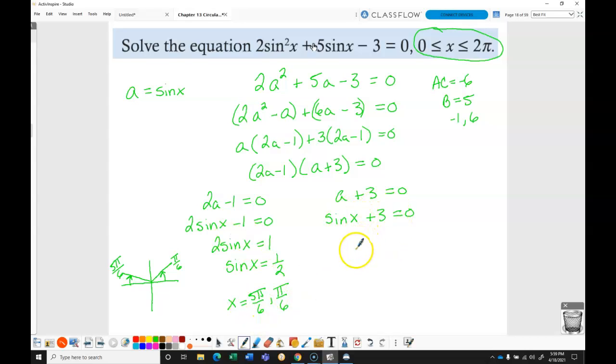Let's see what we get over here with this factor. I'm going to subtract 3 from both sides. So the sine of x equals -3. Well, the value of sine can't be less than -1. So this doesn't give us any solutions here. That's not possible. So these are our only two solutions. Okay, let's try the next problem.